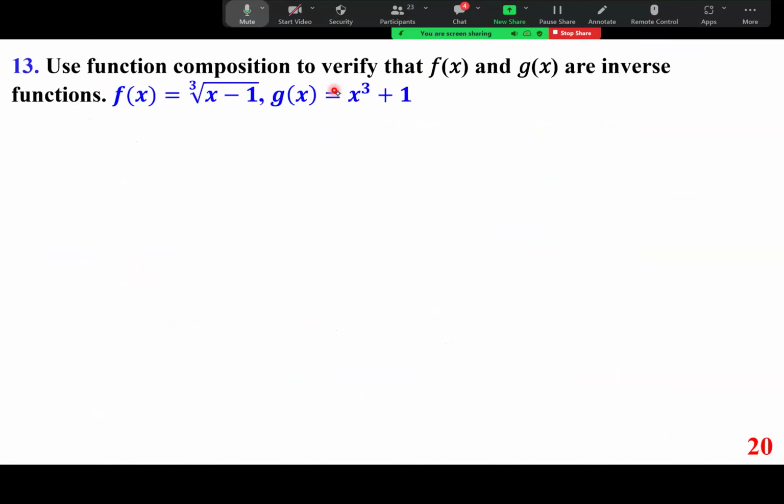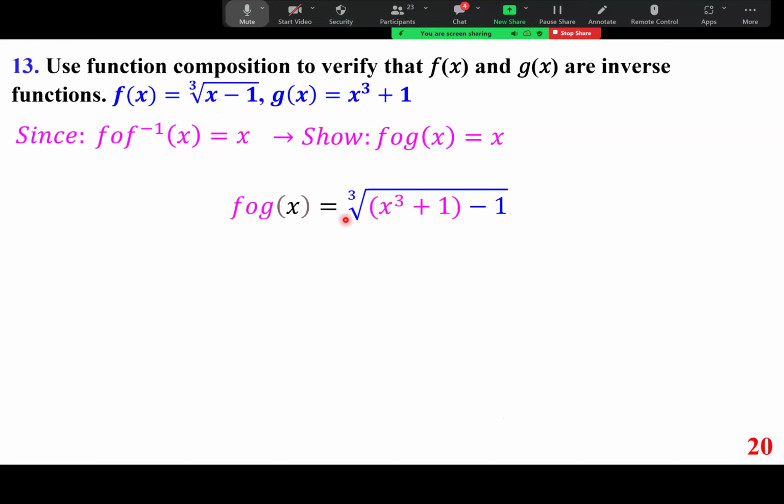Use function composition to verify f of x and g of x are inverse functions. So you look at the composite function; remember, f of f inverse of x equals x is the property we know. So we're going to go with f of g of x and show that it's x. Which means if I want f of g, I'm going to replace the x with x cubed plus 1. So f of g of x is cube root of x cubed plus 1 minus 1. A cube root of x cubed equals x, and that's a proof, and we are done.